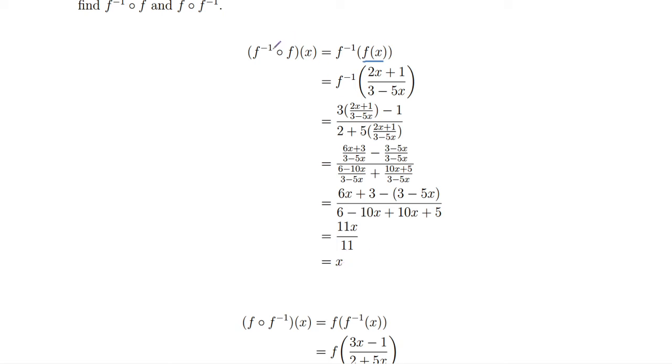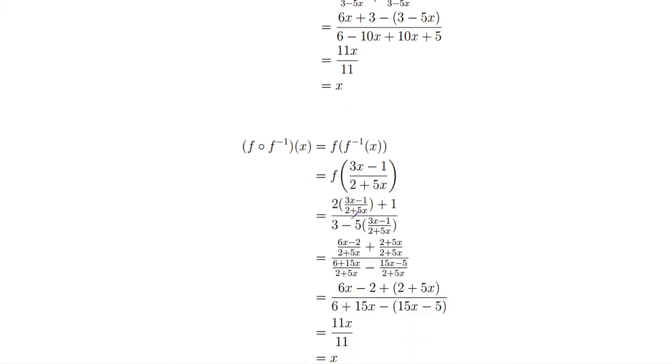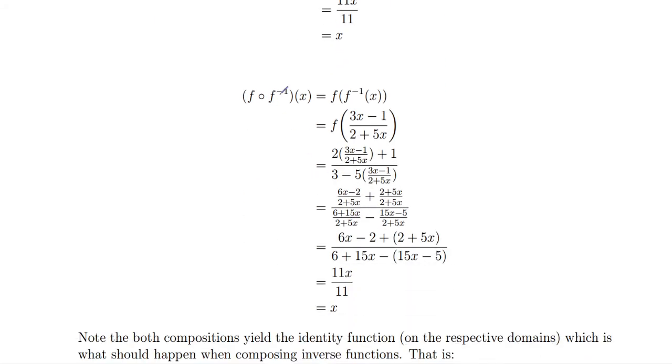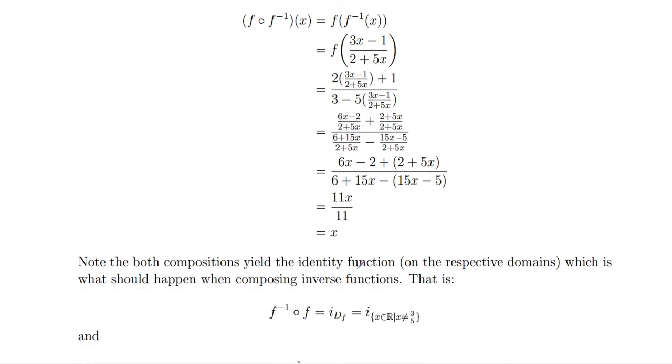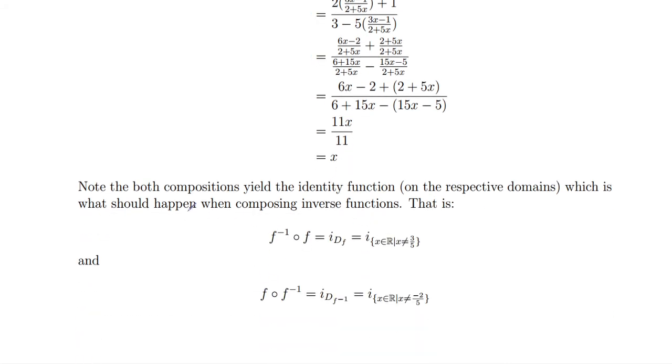So what this is really saying is if you take the composition of f inverse of f of x, you'll actually just get x back, which is effectively what the identity function does, right? And actually the same thing will happen if you figure out the composition in the other way. So if you do f composed with f inverse of x, that can be computed, and you'll also get x. Okay, so just note that both these compositions yield the identity function on their respective domains.